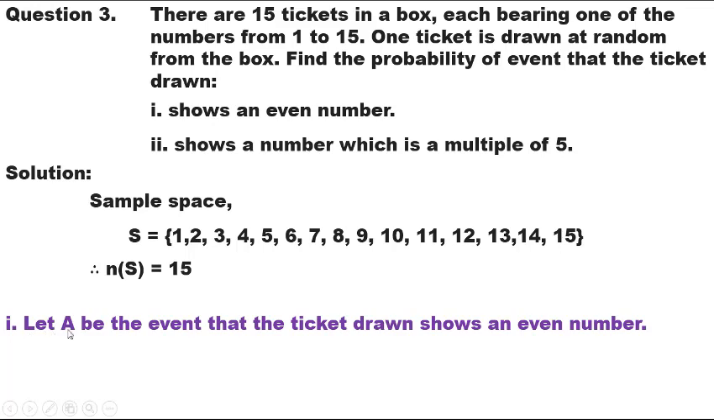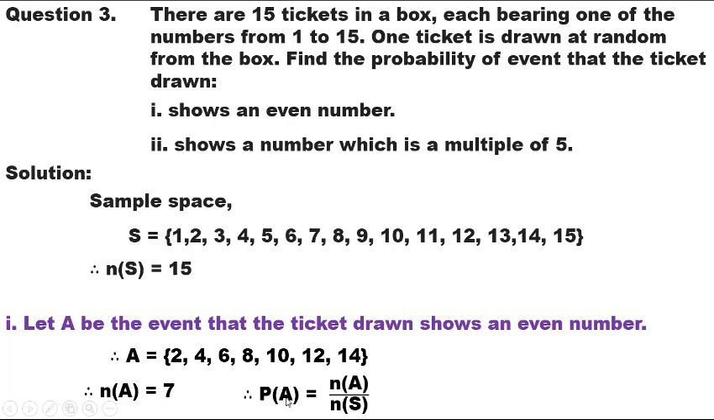First, let A be the event that the ticket drawn shows an even number. Therefore, set A is equal to 2, 4, 6, 8, 10, 12 and 14, set complete. Therefore, the number of sample points of set A is equal to 7. Therefore, probability of A is equal to the number of sample points of set A divided by the number of sample points of set S. Therefore, probability of set A is equal to 7 upon 15.